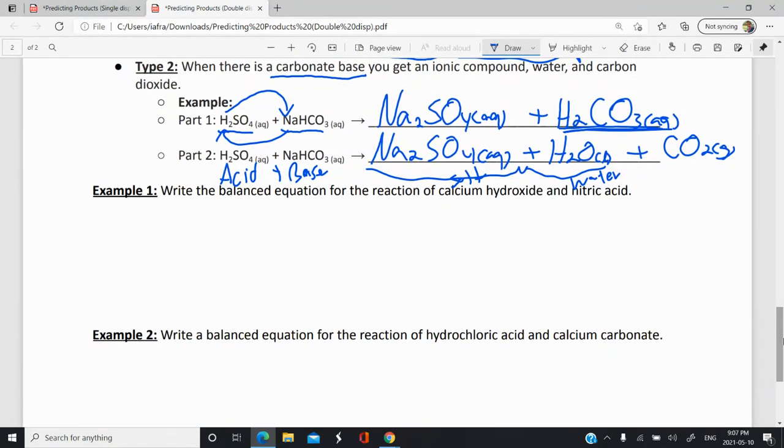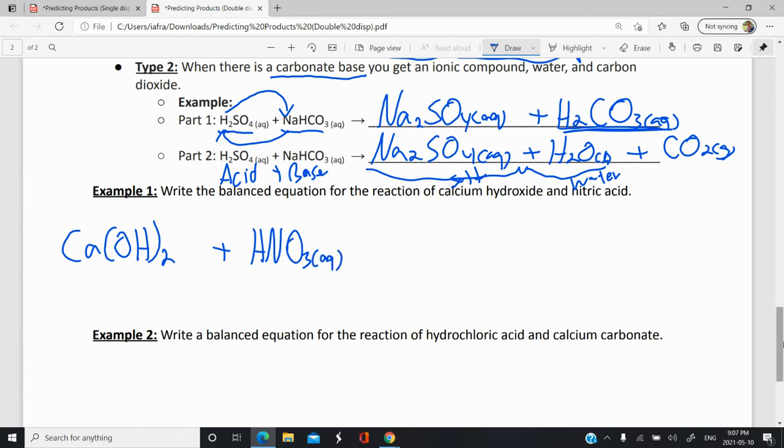So let's try another example here. We're going to write a balanced equation for the reaction of calcium hydroxide and nitric acid. So you have to know how to write out the equations or formulas for these. So calcium hydroxide, crisscross it, is CaOH2. Nitric acid is HNO3. And as an acid, we have to put AQ.